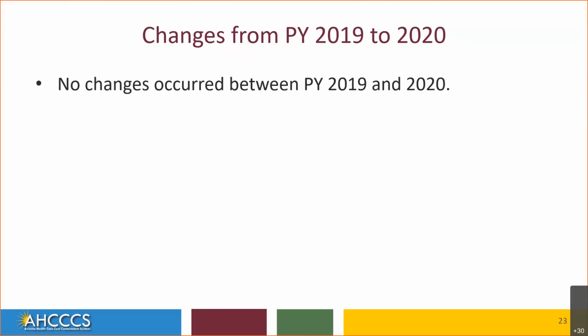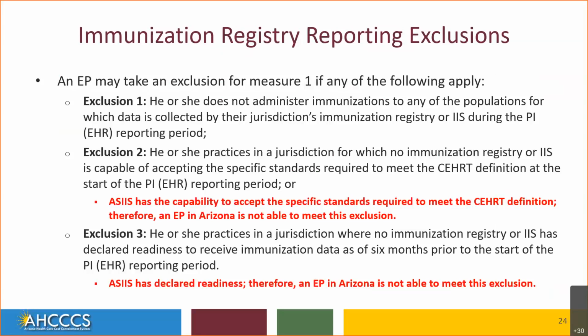There are no changes that occur between program year 2019 and 2020. So just the exclusions for the immunization registry. We did discuss that exclusions 2 and 3 are not available to EPs in the state of Arizona, but exclusion 1 is. So exclusion 1 is when he or she does not administer immunizations to any of the populations for which data is collected by the jurisdiction's immunization registry during the PI reporting period.